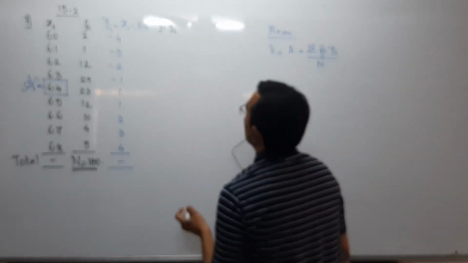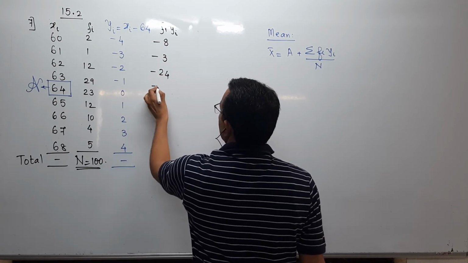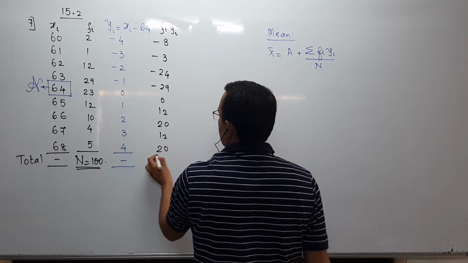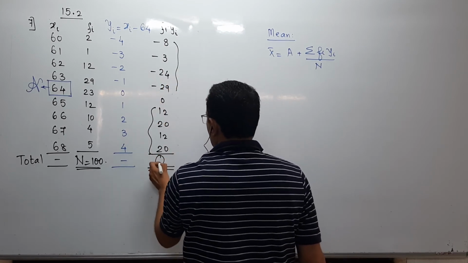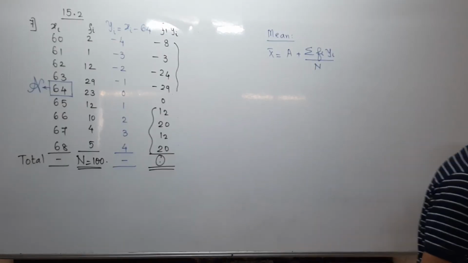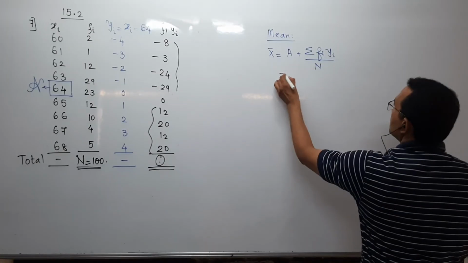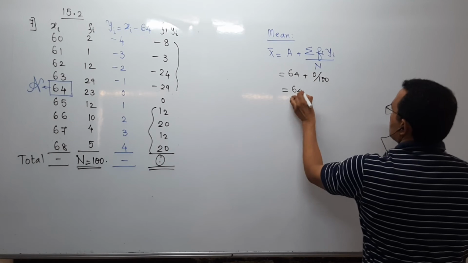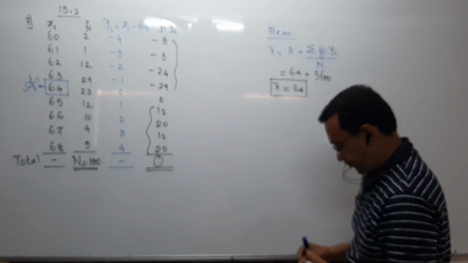2 into minus 4 is minus 8, minus 3, minus 24, minus 29, 0, 12, 20. So these positive values and these negative values, if I total, students, we are getting 0. So when the total of fi yi is 0, then this is 64 plus 0 divided by 100. So assumed mean and mean turn out to be the same.